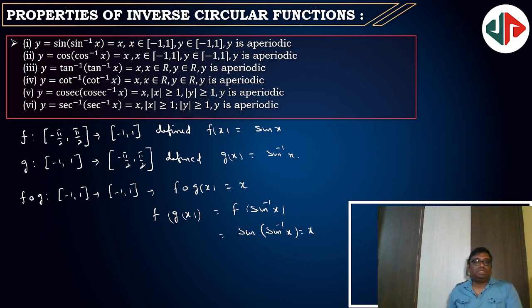Similarly, cos inverse of x value is also equal to x. Tan inverse of tan x value is always equal to x when x is any real value. Similarly, cot inverse of x, cosecant inverse of x is equal to x, and secant inverse of x is equal to x. And clearly, these all functions are periodic functions.